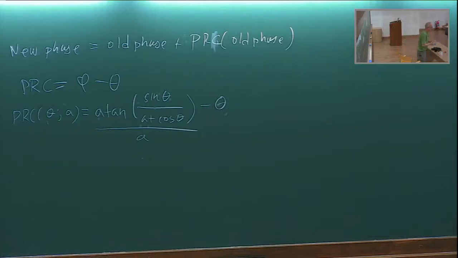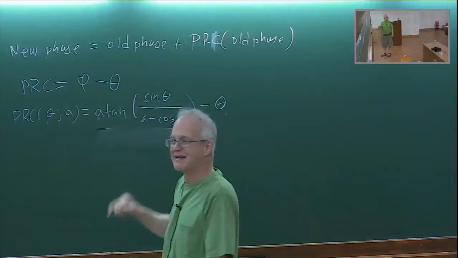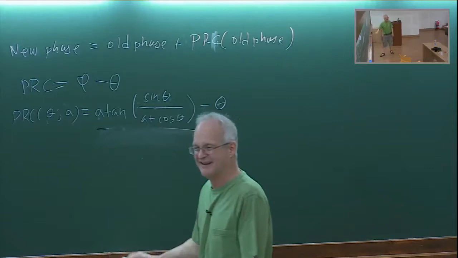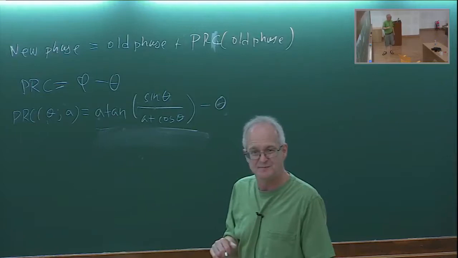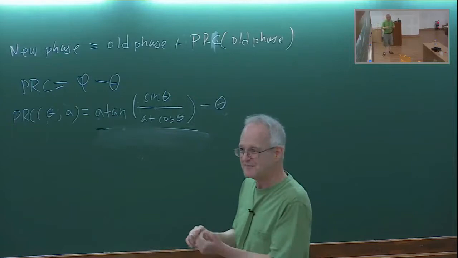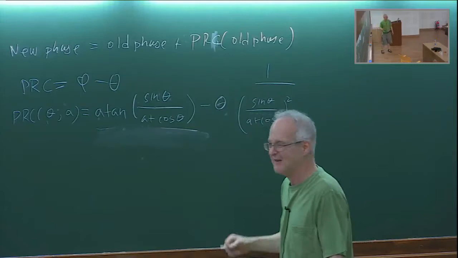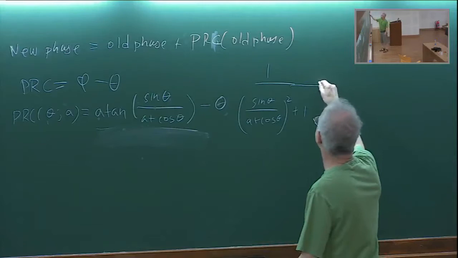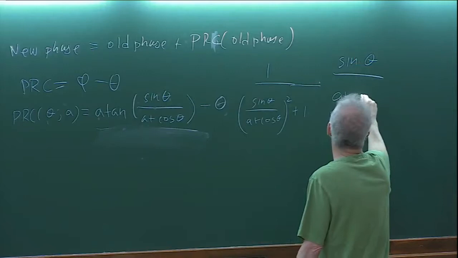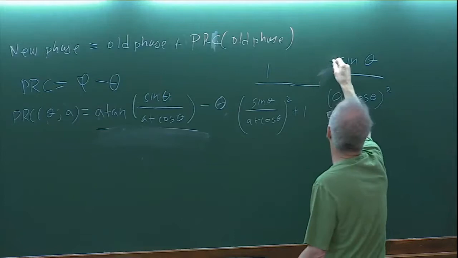L'Hopital's rule, yes. So what we really have to do is take the derivative of this with respect to A and evaluate it at A equals zero. Well, let's do that. The derivative of this with respect to A is what? 1 over sine theta over A plus cosine theta squared, plus 1. It's the derivative of arctangent, times sine theta over A plus cosine theta squared. That's the derivative of that.